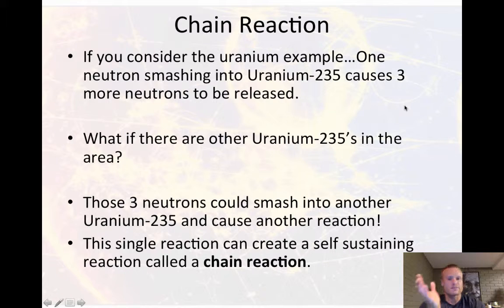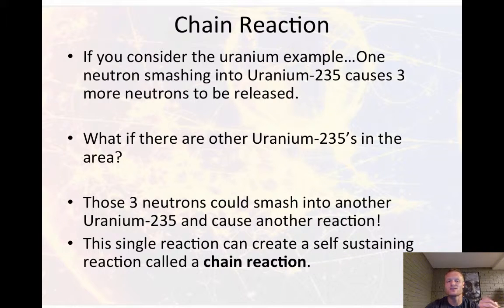So if you consider the example in the previous slide, how you have uranium-235 being smashed with a neutron and undergoing fission, and you think about those 3 neutrons that are released, what if you were to put other uranium-235s nearby that uranium-235 that just got hit with a neutron? What would those 3 neutrons do? Well, what if they hit another uranium-235 in the area? And that uranium-235 now undergoes fission.